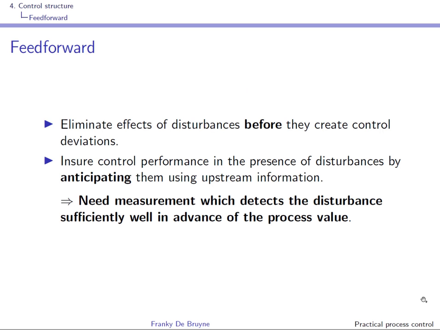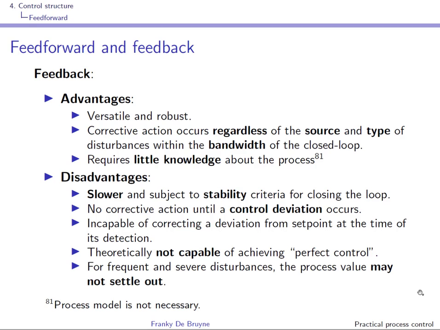In this subsection we'll concentrate on feedforward, and the idea behind feedforward is to eliminate the effect of disturbances before they create a control error. So we want to ensure control performance by anticipation of the disturbances, and for that we need upstream information. So we need a measurement which detects the influence of the disturbance sufficiently well in advance of the process value PV. Let us now compare feedforward and feedback and start with feedback.